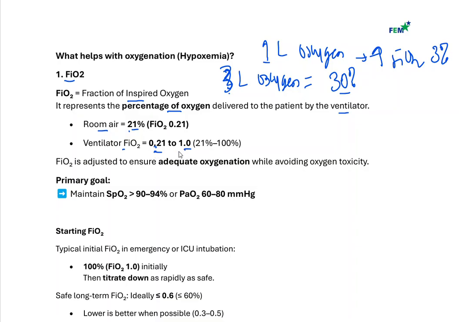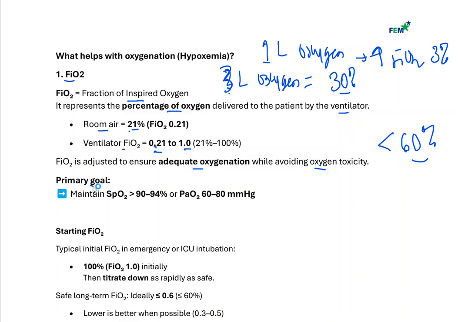So 100% we could represent it by 1. And the FiO₂ is adjusted to ensure adequate oxygenation. And of course, you want to make sure you're avoiding oxygen toxicity. That's why it's important when you put a patient on a mechanical ventilator, you have to make sure you wean the FiO₂ down to below 60% as safe as possible. Of course, you want to make sure you do it safely, right?